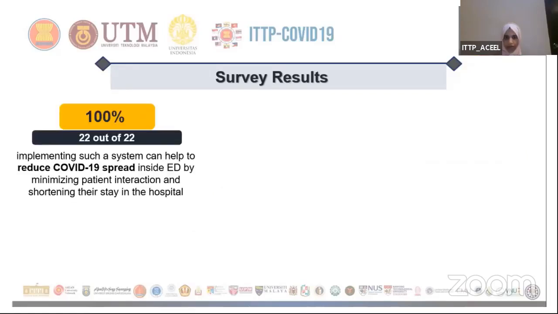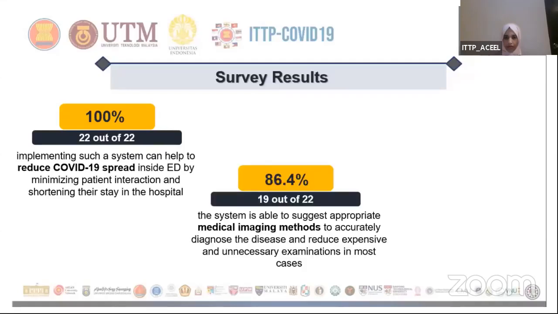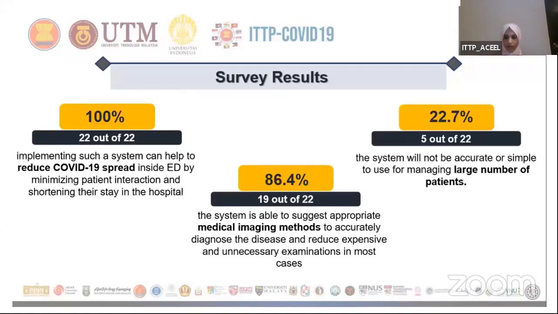100% of the participants believe that implementing such a system can help to reduce COVID-19 spread. And 19 of them believe that the system is able to suggest an appropriate medical imaging method. But on the other hand, 5 of them are not really sure if this system can work accurately for managing a large number of patients.